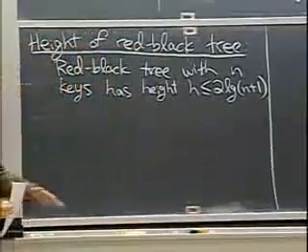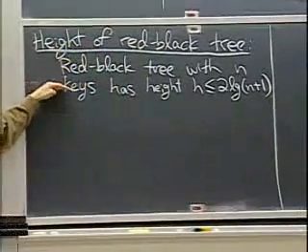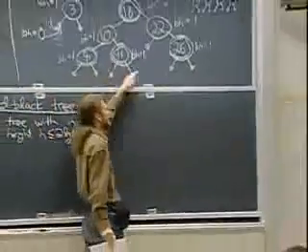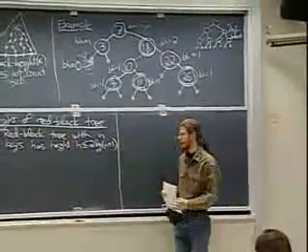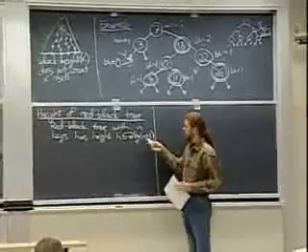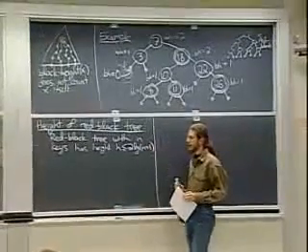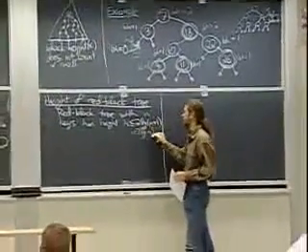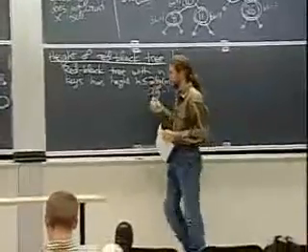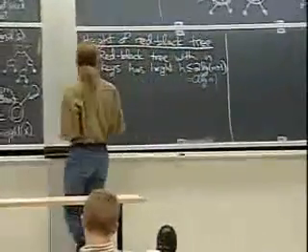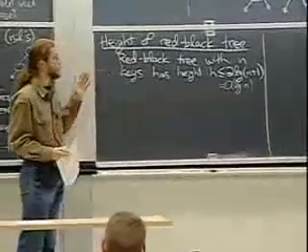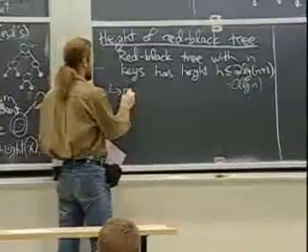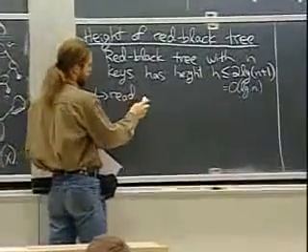So the claim is that the height of a red-black tree with n keys, so I'm not saying nodes here because I really only want to count the internal nodes, not these extra leaves that we've added, has height at most 2 times log of n plus 1, so order log n. But we have a pretty precise bound of a factor of 2. There's a proof of this in the textbook by induction, and you should read that. What I'm going to give is more of a proof sketch.